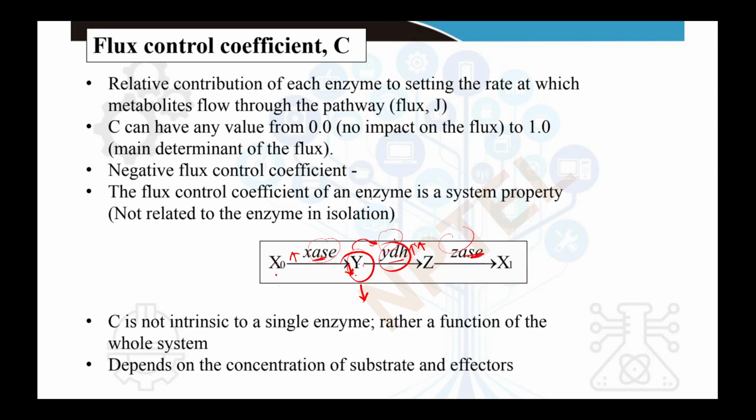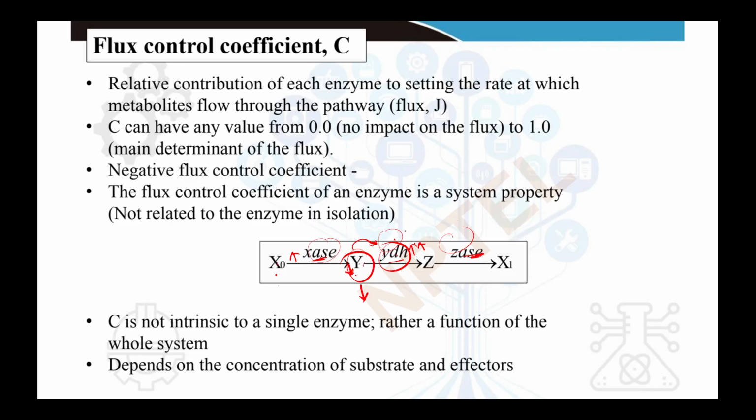And this flux control coefficient of an enzyme, it is a system property. It is not related to one enzyme in isolation. It is related to all the enzymes in the whole pathway. So that is the major thing. And it can have values from 0 to 1. It also depends on the concentration of substrates and the external metabolites.